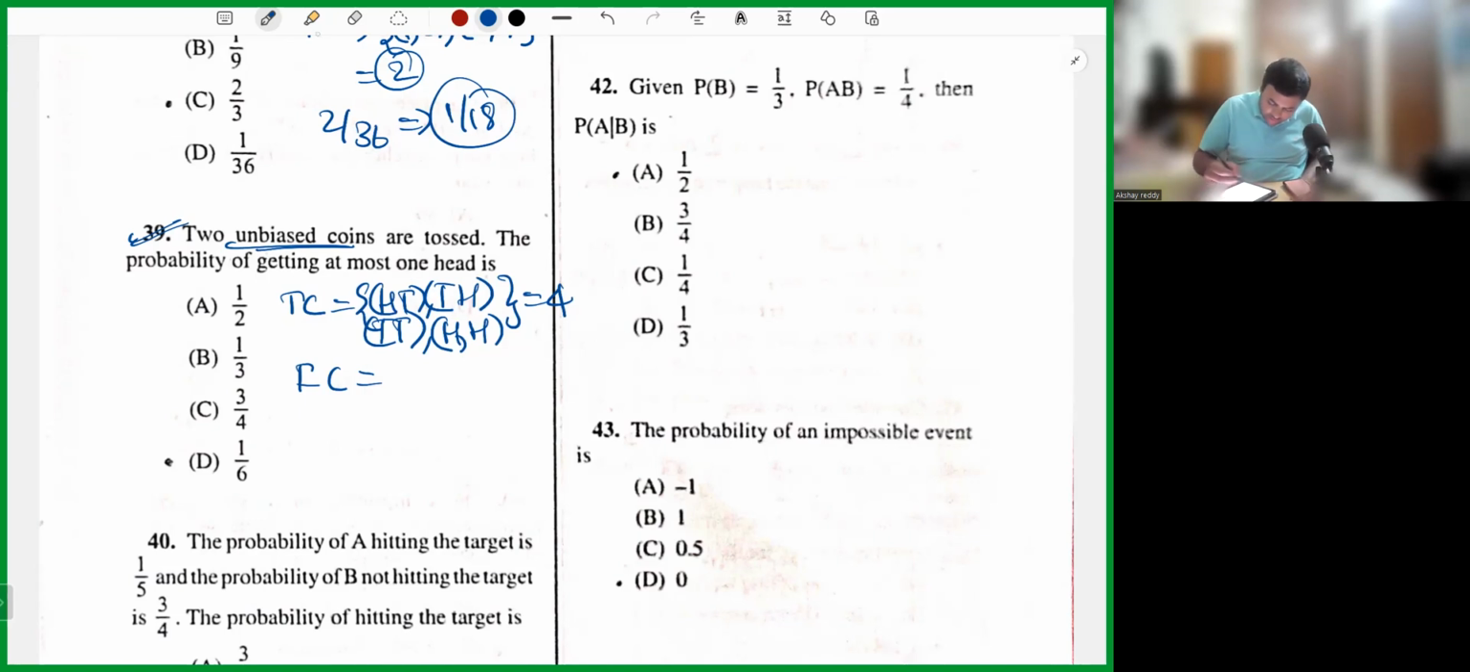In how many cases are you getting 0 heads? In how many cases are you getting 1 head? Tail head, head tail, tail tail. So favorable cases are 3. Total cases are 4. Next.